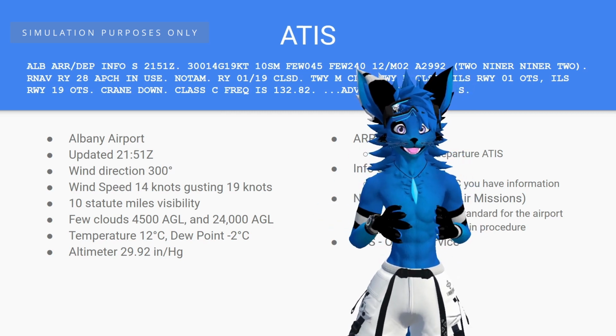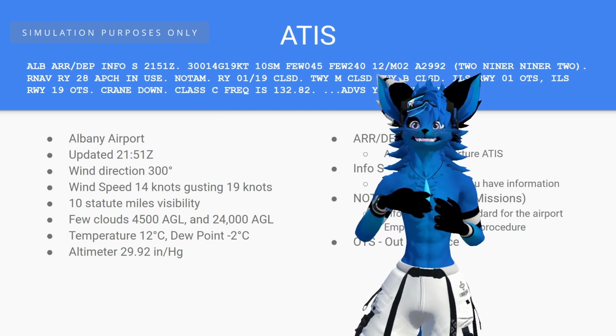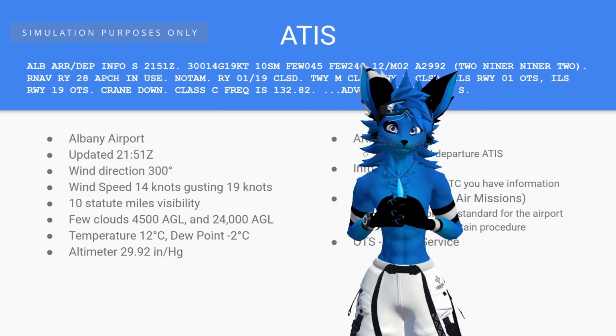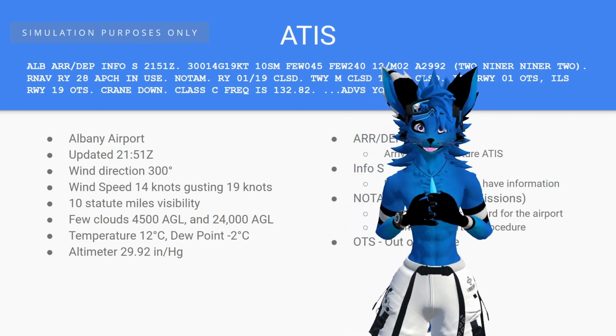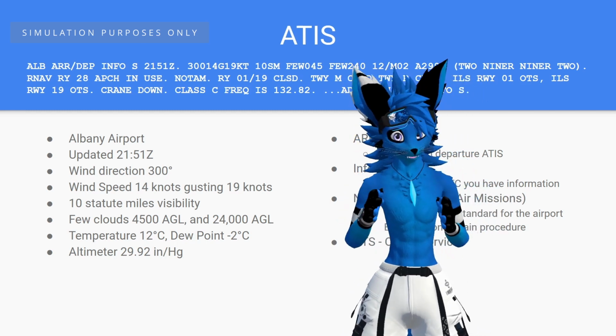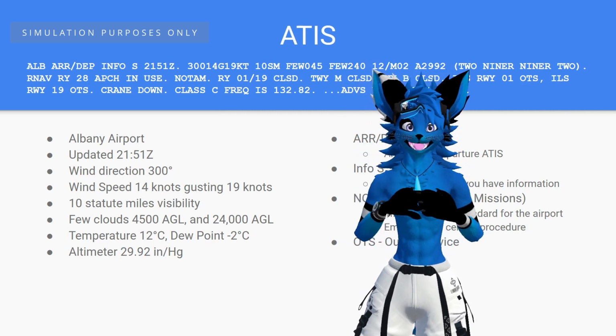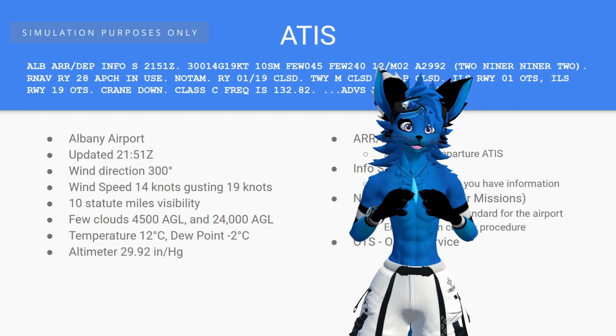If another hour goes by and information Tango becomes current, and we call up air traffic control and say we have information Sierra, they're going to know that we don't have the most up-to-date information, and they're going to tell us to go get it. So it's just a very easy way for them to determine whether or not we have the right information. Right after, we have 2151Z, that is the time that this was updated, 2151 Zulu.